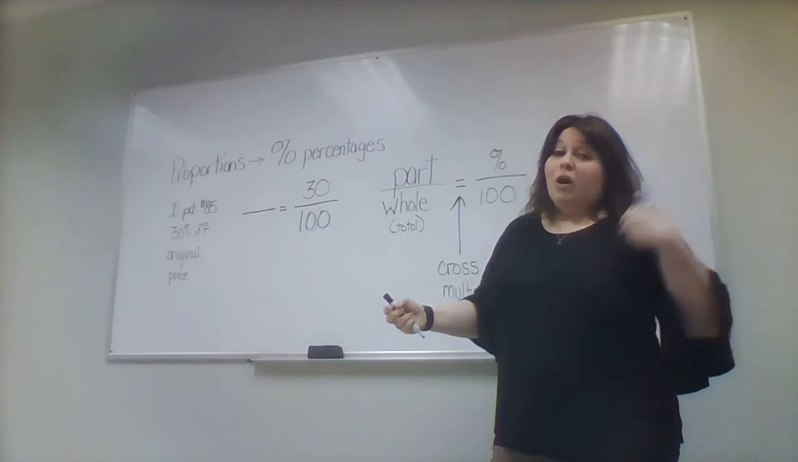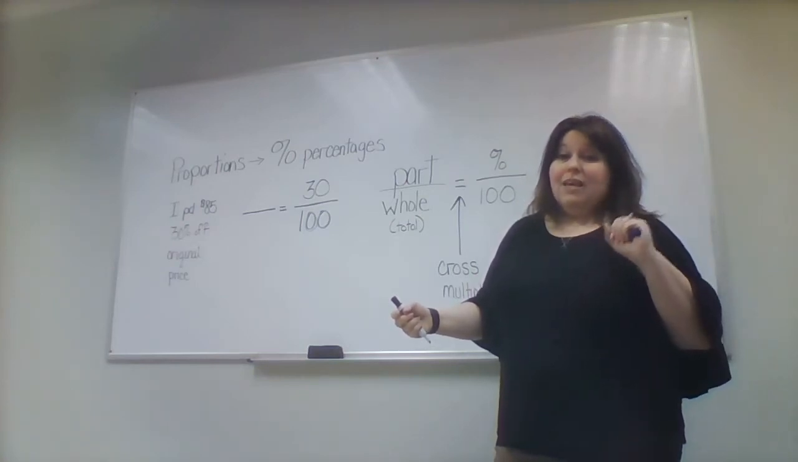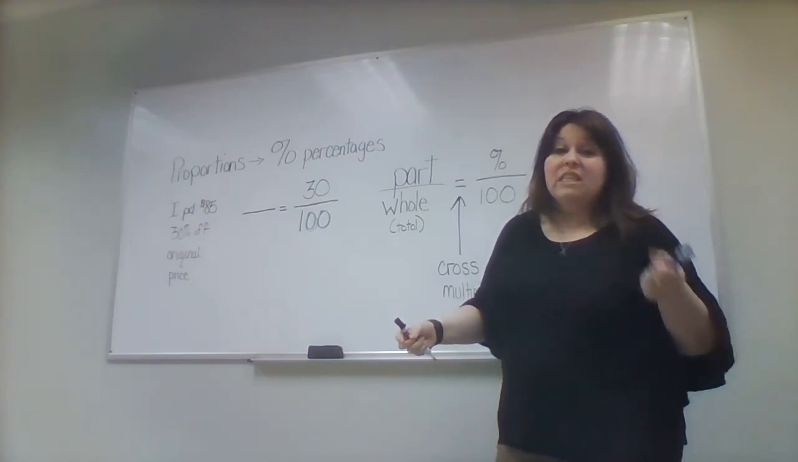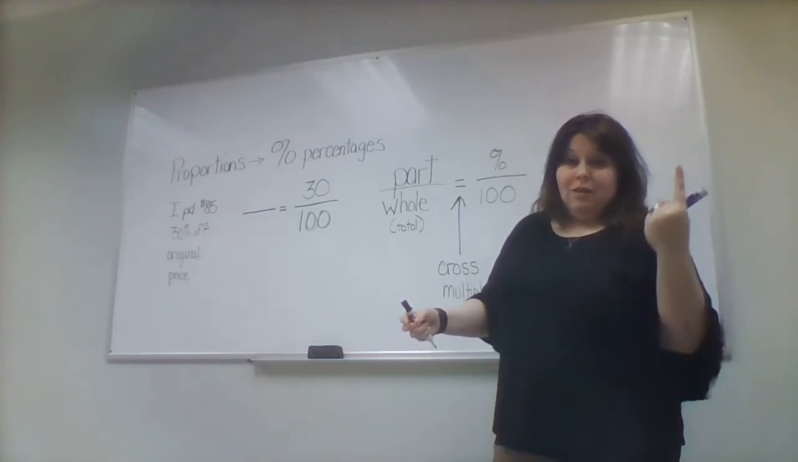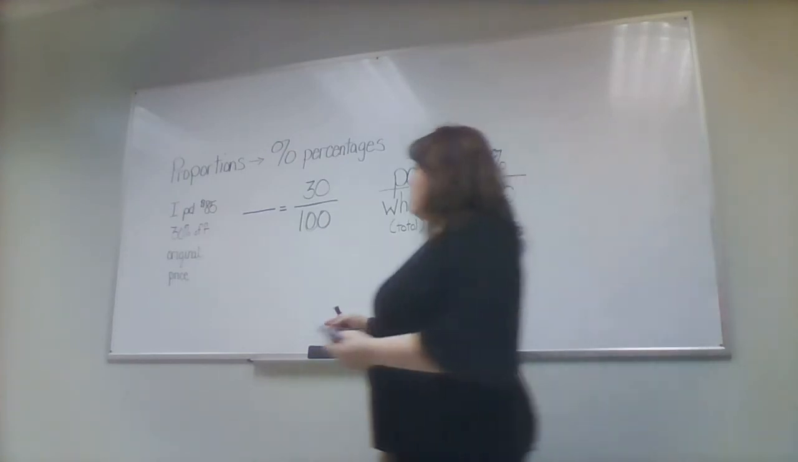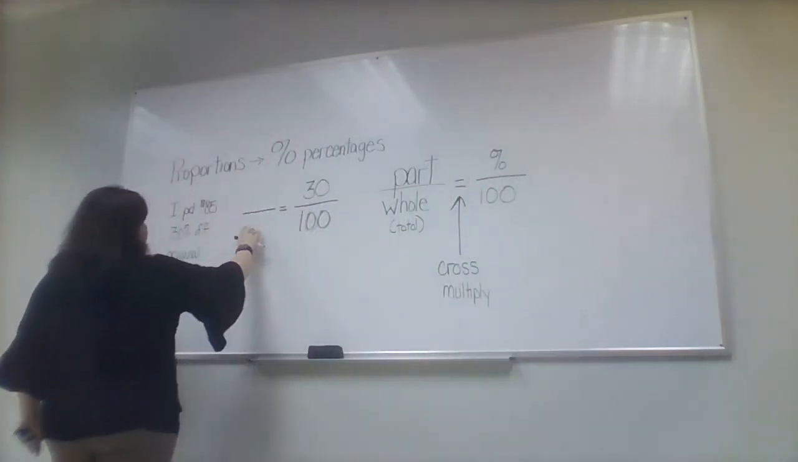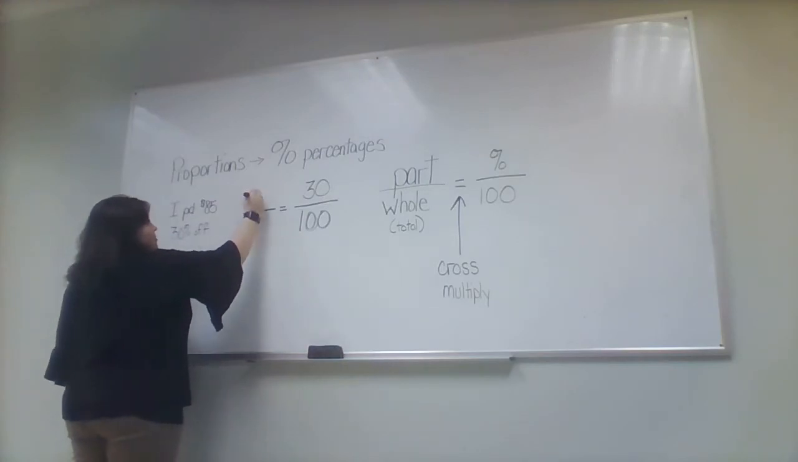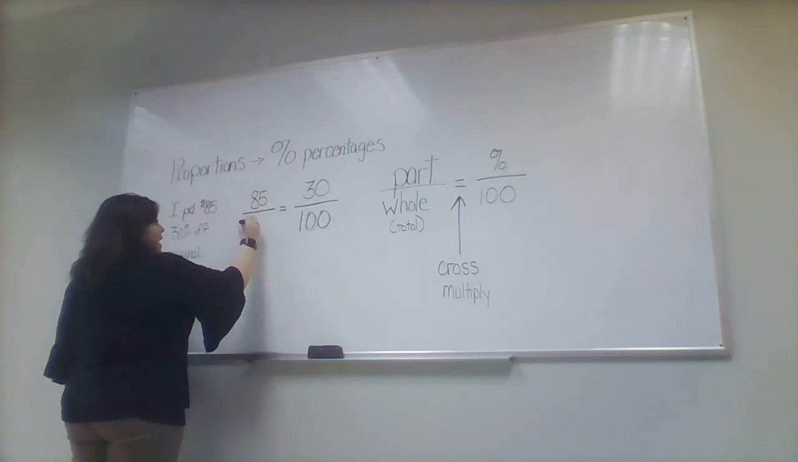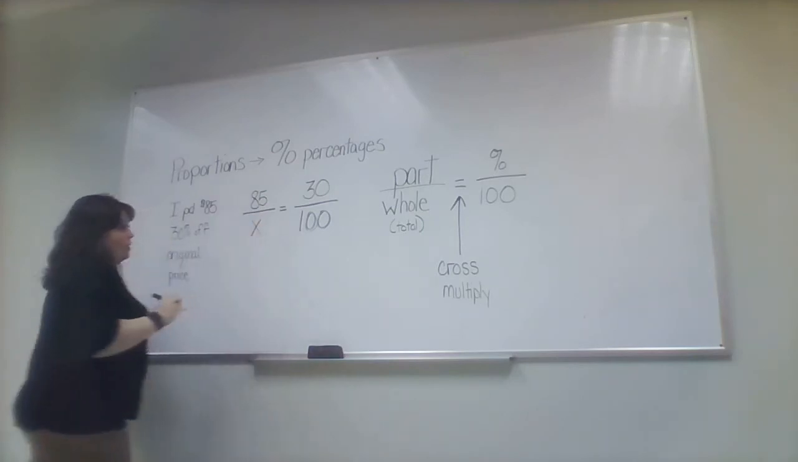So, if I bought this shirt for $85 and it was on sale, that means the original price would have been higher. So when I fill this in, my 85 is going to go up at the top, and my X will go down at the bottom.